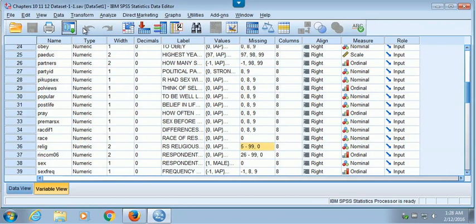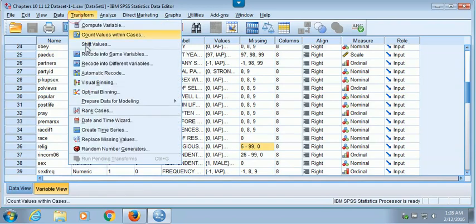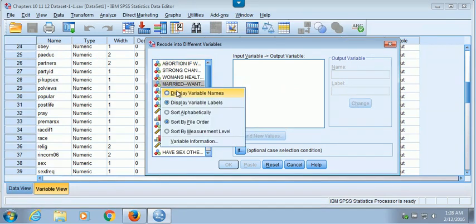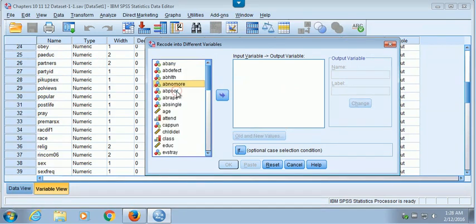as well as their political party. Remember, when we recode variables, we go to Transform, and we always recode into a different variable. Also, I always right click here, choose display variable names, and sort alphabetically. That way it's a little bit easier. Our original variable for education is education here.